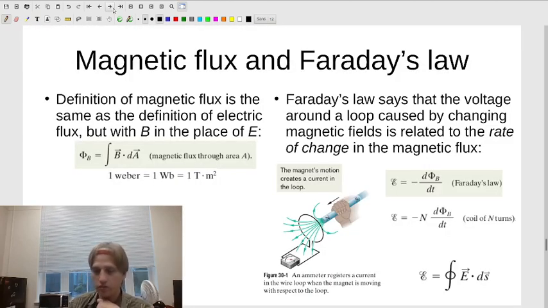Okay, so what is our rule here? Magnetic flux and Faraday's law. Well, magnetic flux is exactly like electric flux except we've replaced E with B. So instead of the electric field dotted with the area over a surface, it's the magnetic field dotted with the area over the surface. The units of this, Teslas times meters squared, we give a new name called Webers. And Faraday's law tells us that the voltage around a loop caused by changing the magnetic field is related to the rate of change in the magnetic flux.